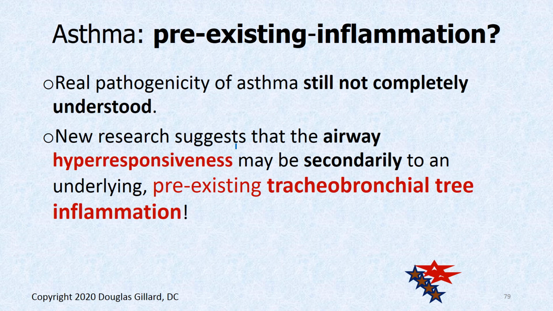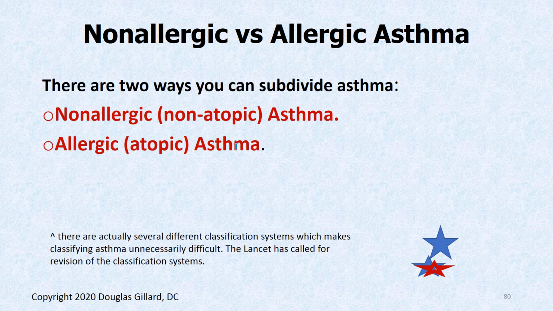There's some research on pre-existing inflammation in asthma. We don't quite understand how this works, but new research shows that the airway hyperresponsiveness seen in asthmatics could actually be caused by a pre-existing inflammation of the tracheobronchial tree. So it's not really that the airways are hyperresponsive, they're pre-inflamed and cranky and irritable, and therefore just a little allergen sets it off because they're predisposed.